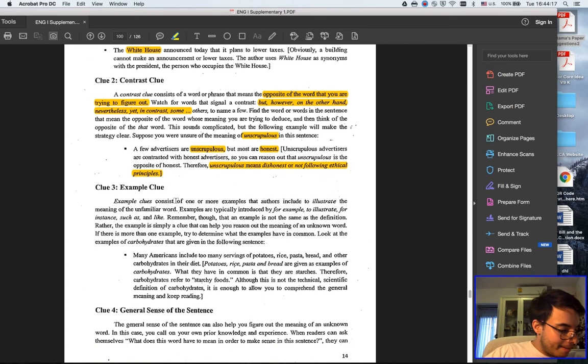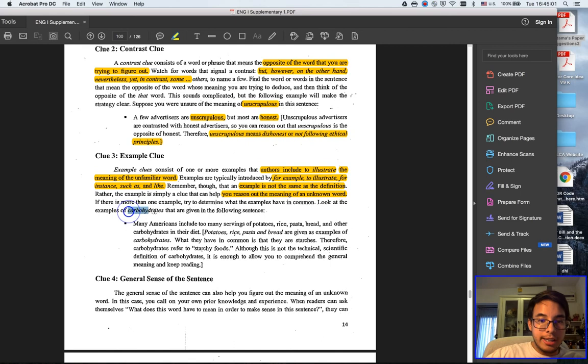Okay. So the example clue is when the author includes examples to illustrate the meaning of an unfamiliar word. Now, they'll generally use for example, to illustrate, for instance, and like in order to identify that they're using these examples to sort of help you understand the word. Now, it's important that the example is not the same as the definition. So if you use the example as a definition, it'll probably not work on your test. But it's supposed to help you to reason out the meaning of the word.